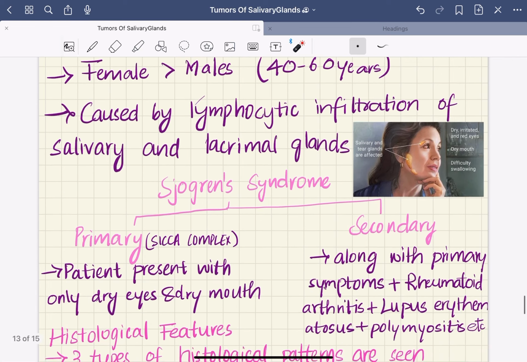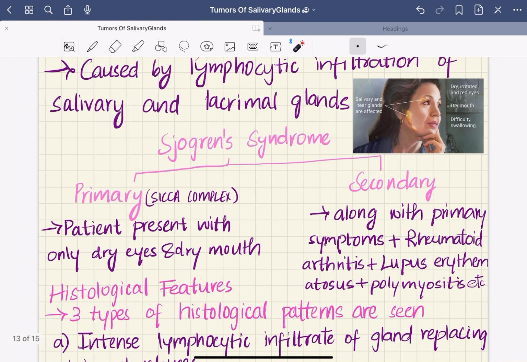Sjogren's syndrome is generally of two main types: primary Sjogren's syndrome and secondary Sjogren's syndrome. Primary Sjogren's syndrome is also known as Sicca complex. When the patient presents with only dry eyes and dry mouth, then it is primary Sjogren's syndrome. In this type, there is no other systemic complication, only dry eyes and dry mouth.